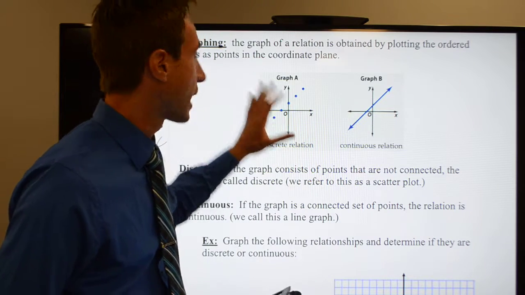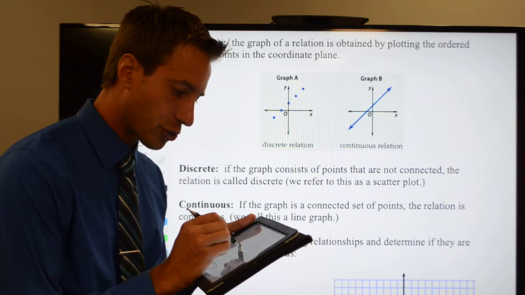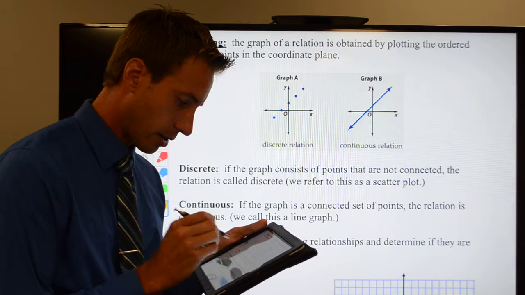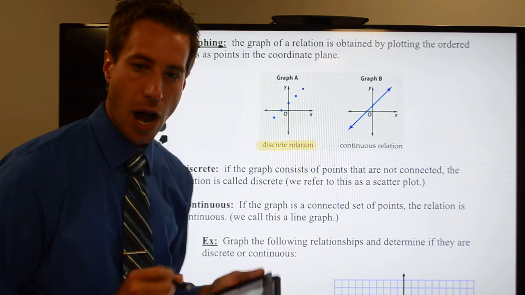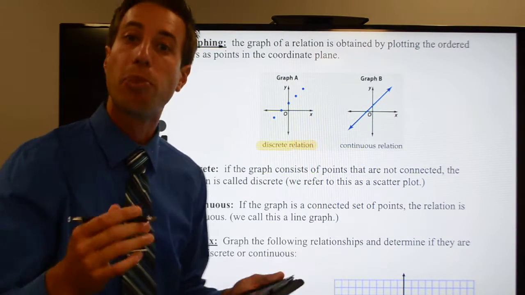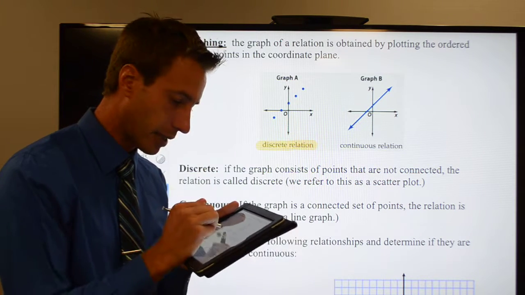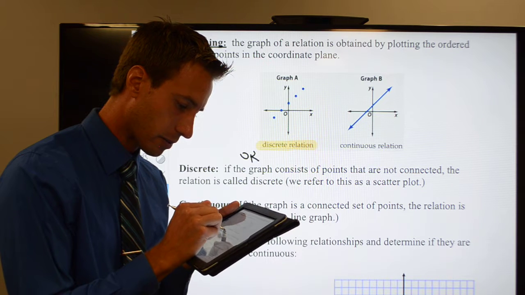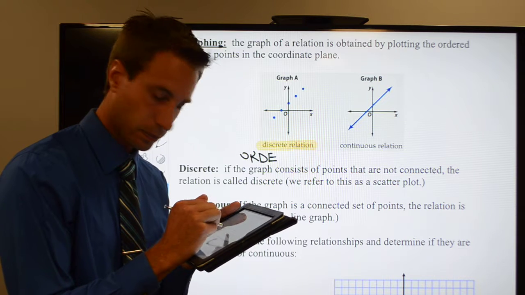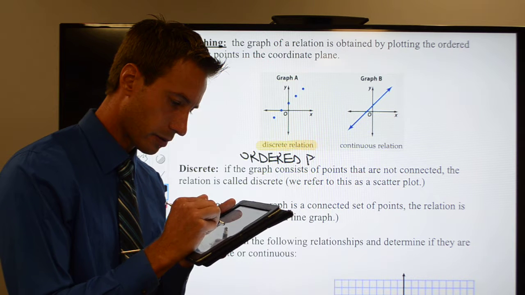So here's what we're going to take a look at here. Now what I want to point out is, first of all, when it comes to a discrete relation, I want my highlighter. Right here, this discrete relation is always going to be a set of ordered pairs. You are just plotting points. So these will always be ordered pairs.